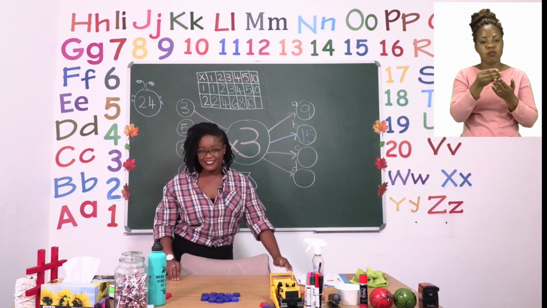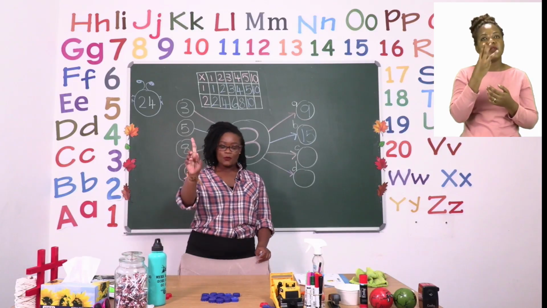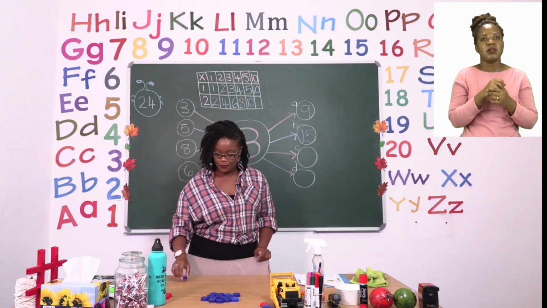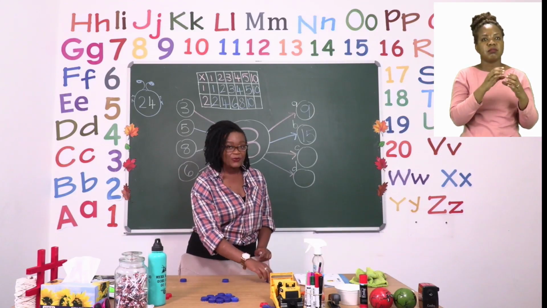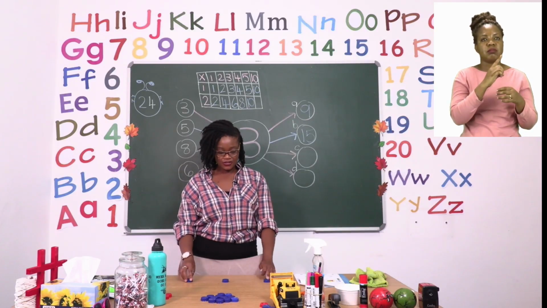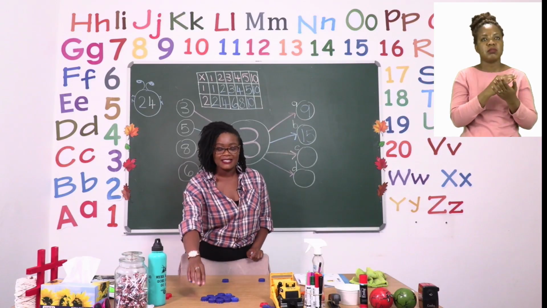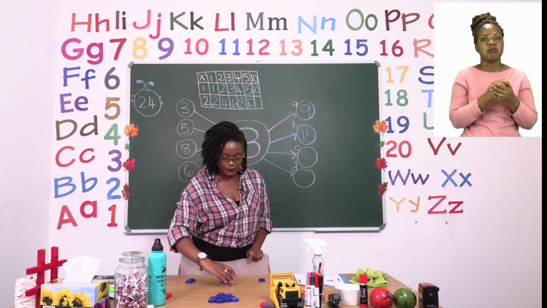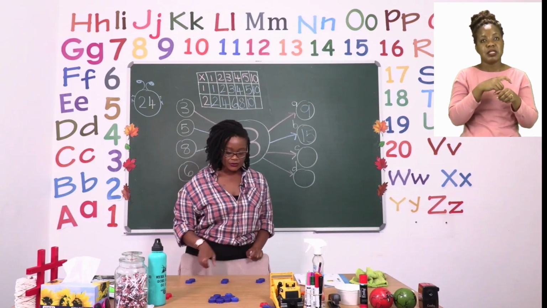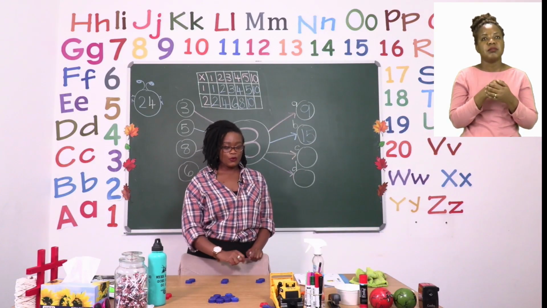Let me make more space so you can see. We have the first group, 1, 2, 3. So we are going to share them now equally until our 15 is over. 1 for you, 1 for you, 1 for you. So now we are on 2 for all the groups.